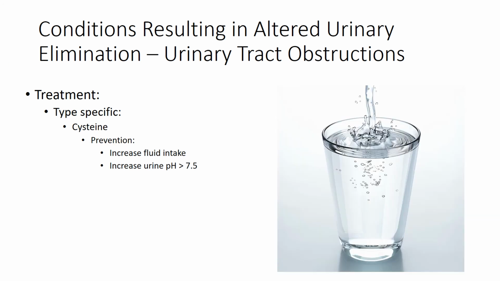All right, and the last type of treatment is for cysteine. Okay, cysteine calculi. And the cysteine is going to really be a preventative thing. So we might alter dietary intake of cysteine or lysine or arginine amino acids and try to avoid foods that are high in those. Increase our fluid intake and increase urine pH to above 7.5. And this is about the best we can do for this one.